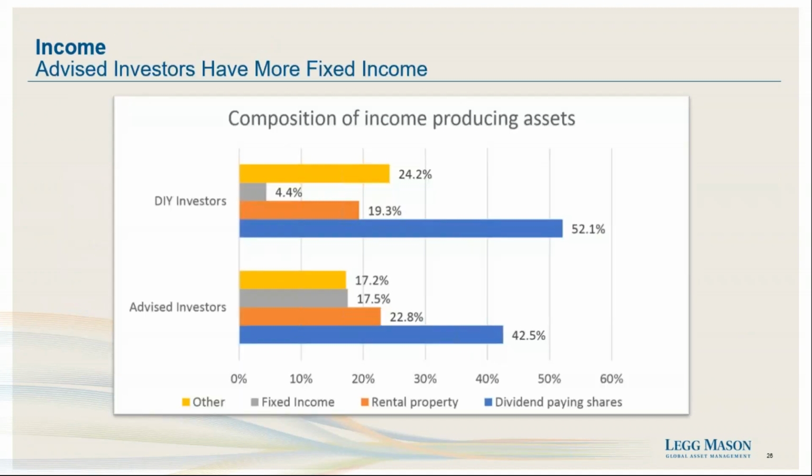And this just picks out some of the data graphically. So here we can see the composition of income producing assets for the DIY investor versus the advised investor. Just reinforces what I've already said. The advised investor much more diversified, much more balanced, and the DIY investor much more concentrated, particularly into dividend paying shares.